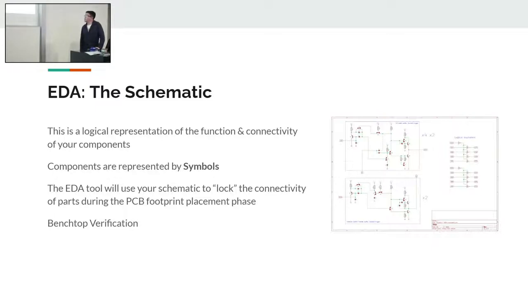Okay, so your circuit diagram, also known as your schematic, this is where all your functionality and connectivity of your components are. Each component is a symbol, as I explained earlier, and then your PCB design software will basically use the information to define constraints that will be used during the footprint placement. So you won't have the problem of maybe 200 inputs and 200 different components that you have to wire manually. It's much simpler than that.